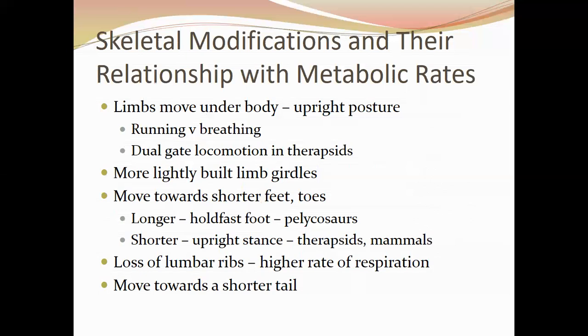There's also a move towards a shorter tail. The pelycosaurs had a longer tail. The therapsids and the mammals had a shorter tail. This reduction in tail size goes along with a movement towards upright posture and using limbs for propulsion more than the tail. The tail then took on the role of balance as opposed to a role in motion.